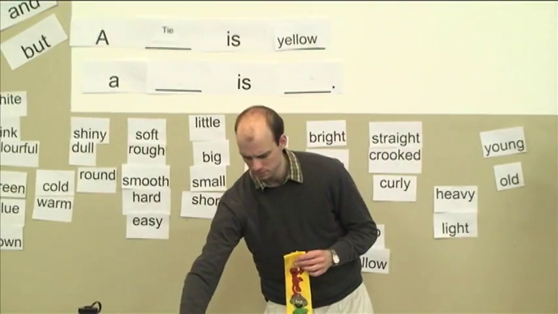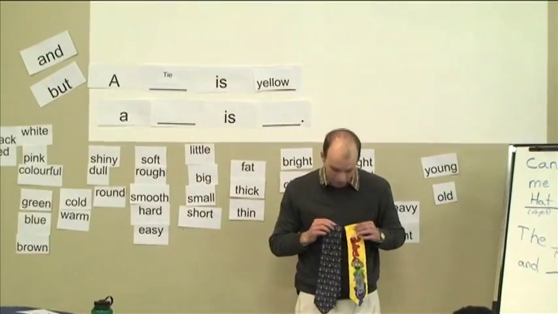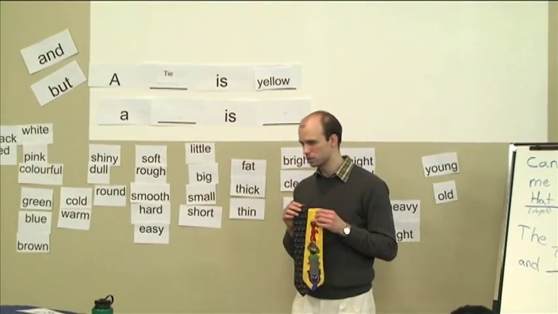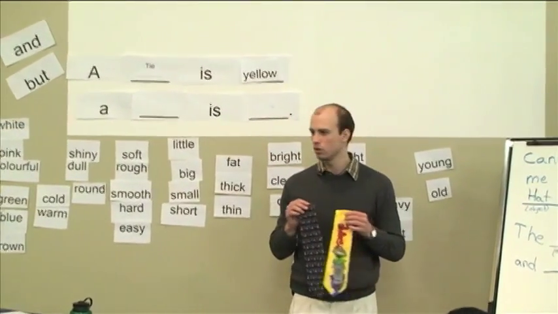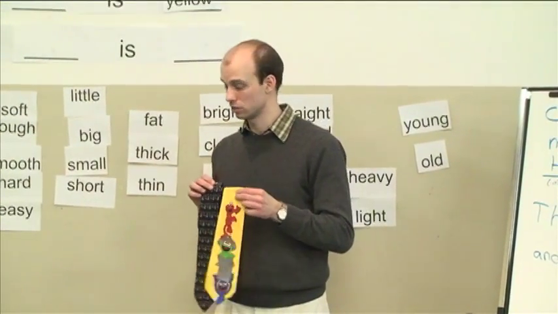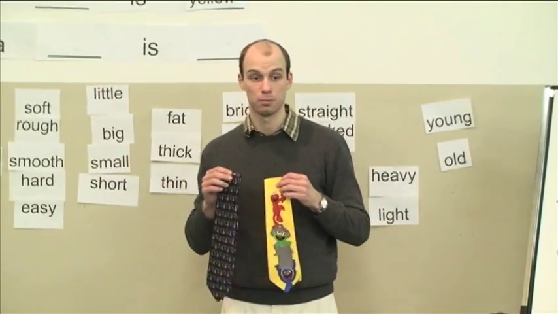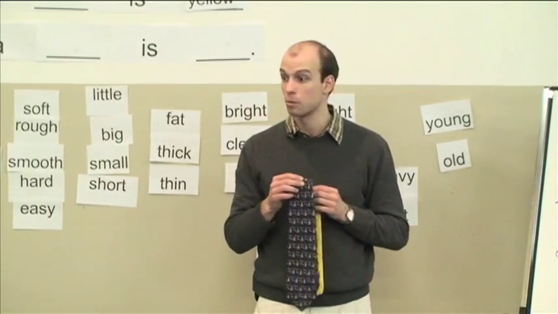Now, sometimes we have two of the same object. Okay? So now we have two ties. Are these two ties the same? No. What makes them different? Color. The color. Okay, so this tie is yellow, but this tie is blue.